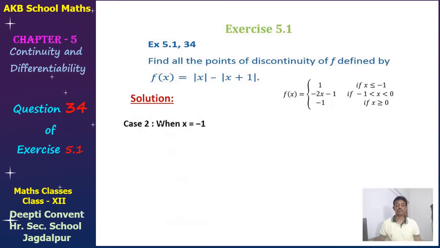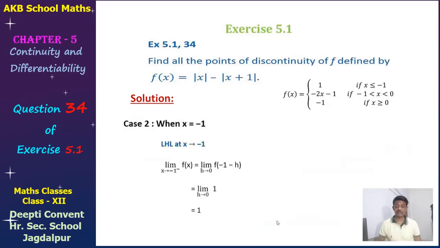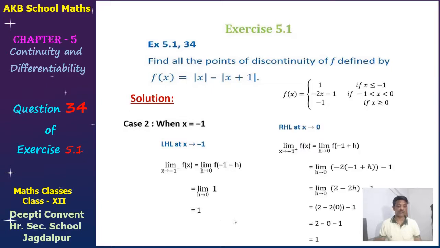Now case 2, when x equal to minus 1. At minus 1 there are two sides, so one time the left side, this, and the right side, this. So we are taking the left hand limit and right hand limit, two different values of the function. The function is continuous at x equal to minus 1 if the left hand limit, right hand limit and the value of the function at minus 1 are equal. Let us find the left hand limit at x equal to minus 1, that is minus 1 minus h, the left hand side of minus 1. The value of the function is 1, so the left hand limit is 1. Now the right hand limit.